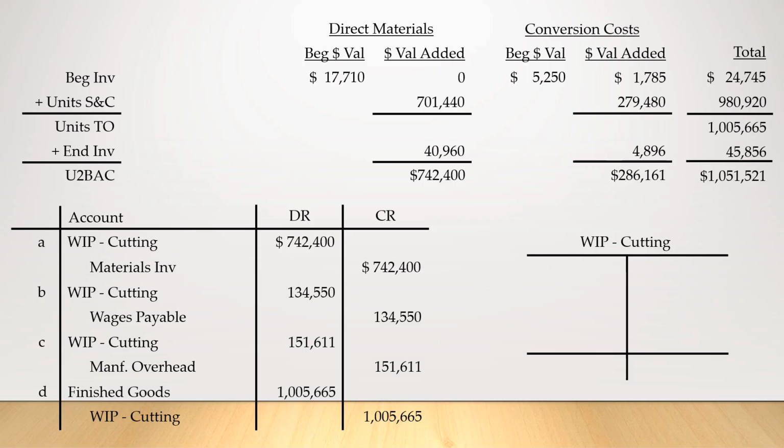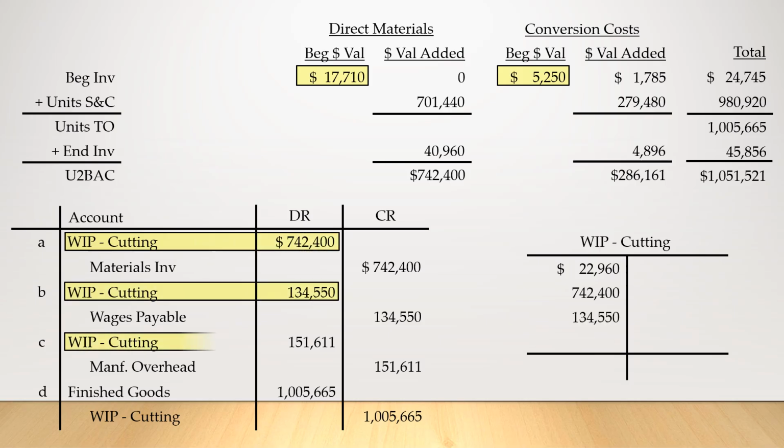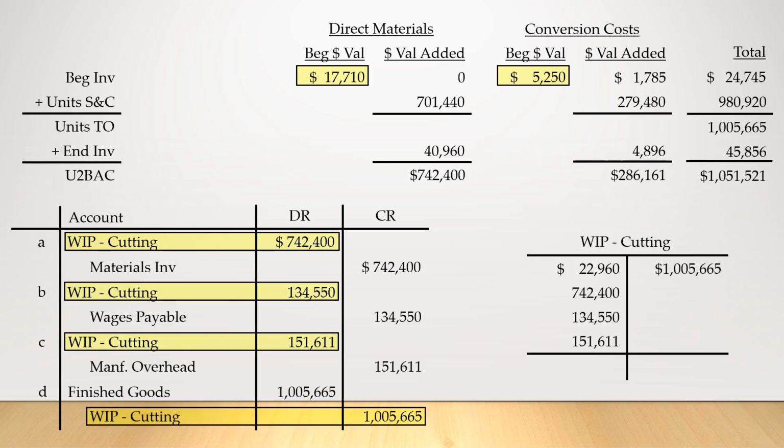Finally, posted ledger account for work in process. Our beginning balance is $22,960. Post your debits from entries A, B, and C, and the credit entry from letter D. The ending balance is $45,856, which ties to the amount calculated in our cost report.